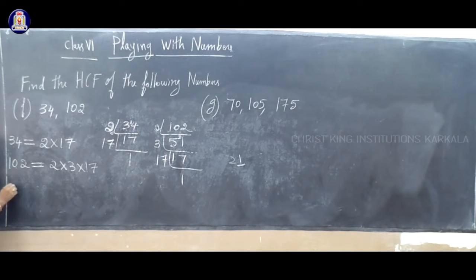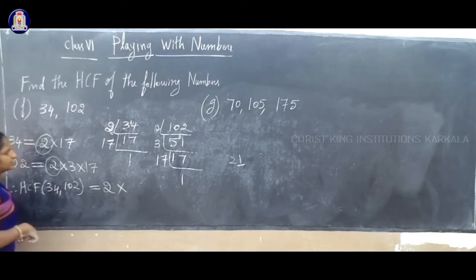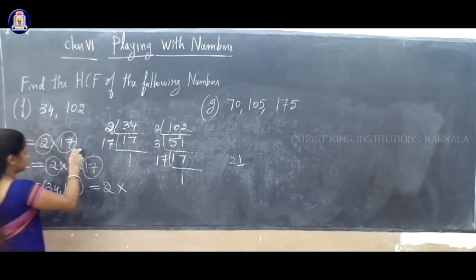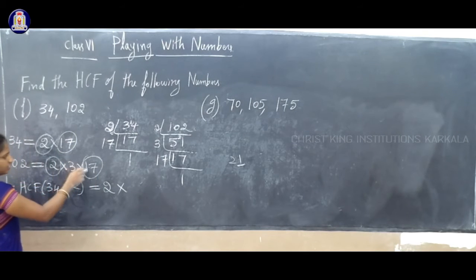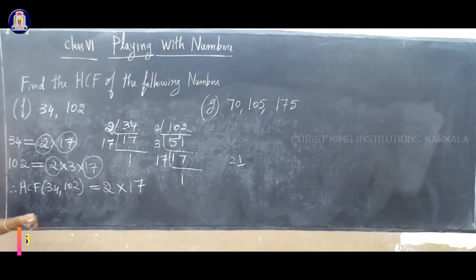Clear? So next we have to write the HCF of 34, 102 is equal to. So now see the common factor. The common factor is here 2. Correct? 2 into. Is there any other common factor? Yes, that is 17. No, 3 is not there in this. Next number, that is 17. So write into 17.